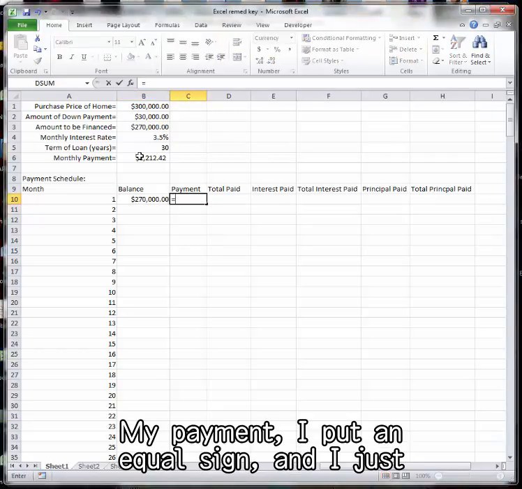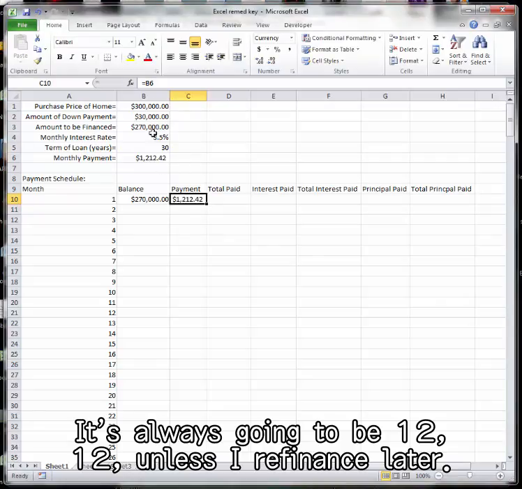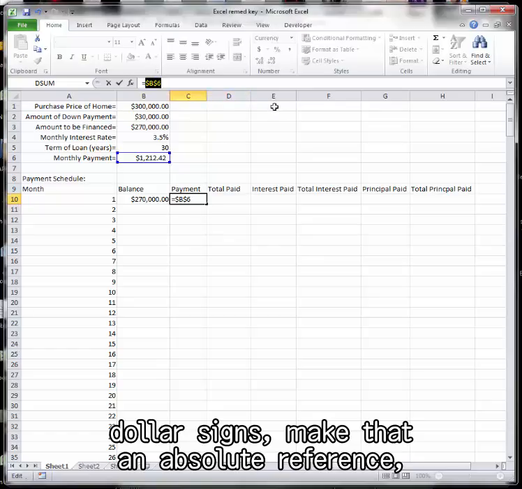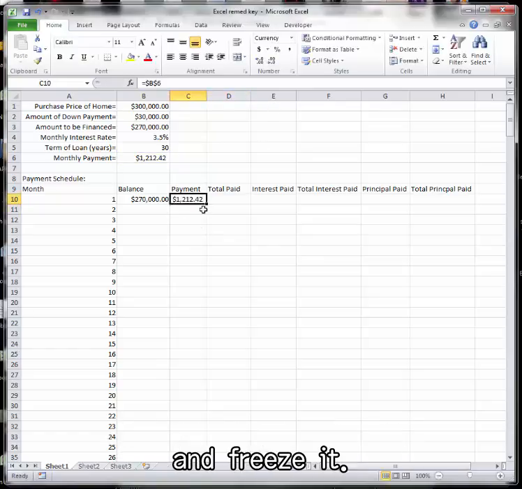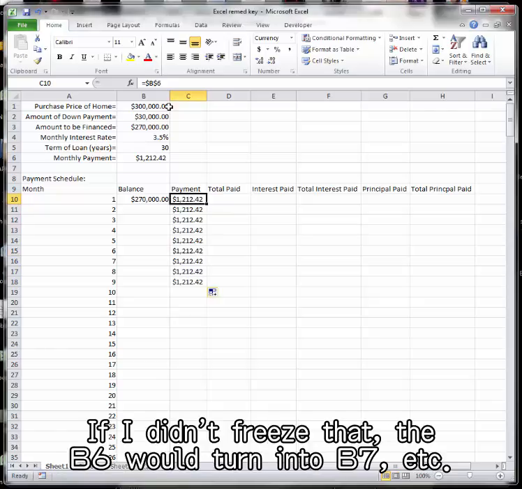What's my payment? My payment, I put an equal sign and I just click with my mouse on that. It's always going to be 1212 unless I refinance later. So I'm going to grab that and hit the F4 key to put the $ signs, make that an absolute reference, and freeze it. So as I copy down, my payment will always be that. If I didn't freeze that, the B6 would turn into B7, etc.